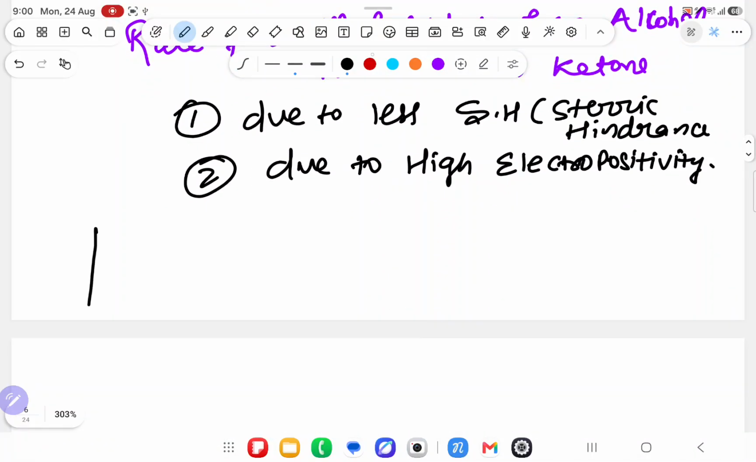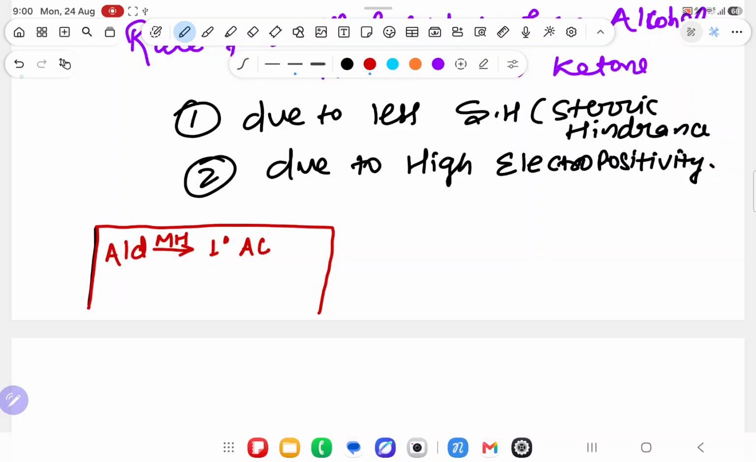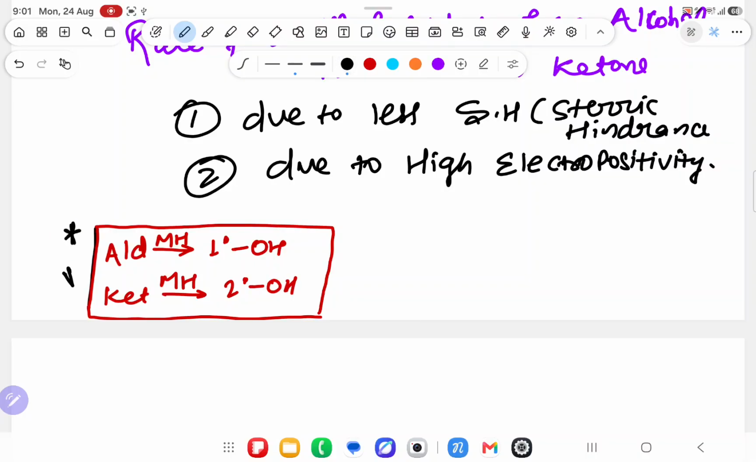Now you can write over here one short trick, but don't believe in short tricks. I will dictate it also. The short trick is that whenever aldehyde reacts with metal hydride, it will give 1 degree alcohol. But whenever ketone reacts with metal hydride, it will give 2 degree alcohol. This is the important part of the topic.